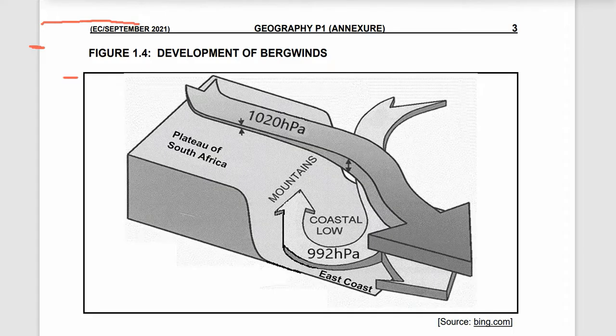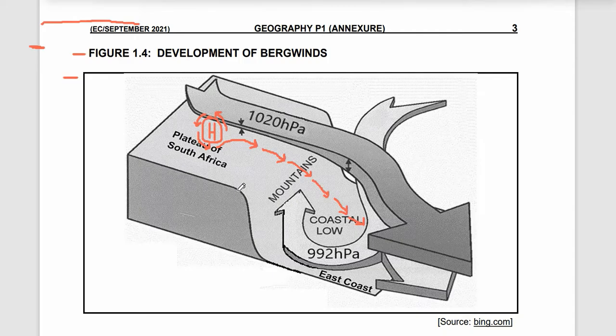Let's first analyze our diagram. Figure 1.4 shows the development of berg winds. You can see that it's winter now, so we have the Kalahari High dominating the interior of South Africa, moving in an anti-clockwise direction. As it moves anti-clockwise, it diverges these berg winds towards the coast, into other areas situated in the escarpment, as well as other continental areas around the plateau, towards the coastal low pressure, until it arrives there.